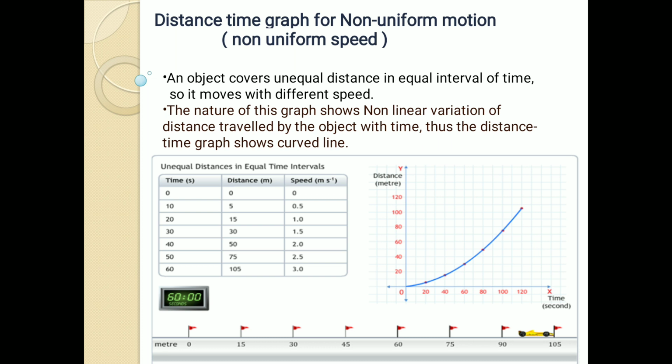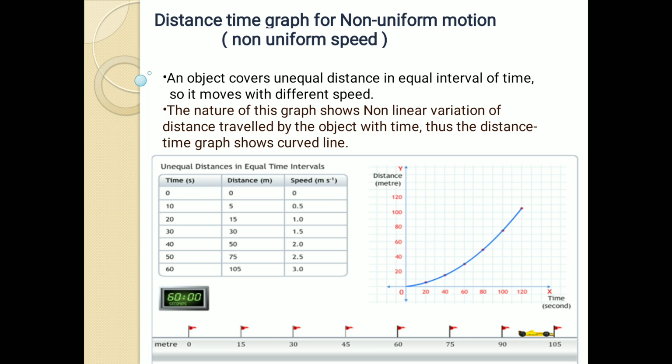See, 0, 5, 15, 30, 50, 75, 105. Here the distance covered is different, and even the speed is different. So this is a non-uniform motion, the distance time graph for non-uniform motion. See now, the nature of this graph shows a non-linear variation of distance by the object with time.